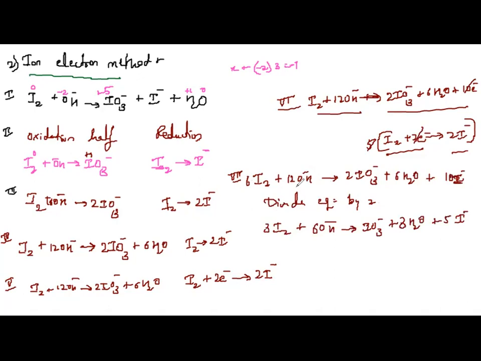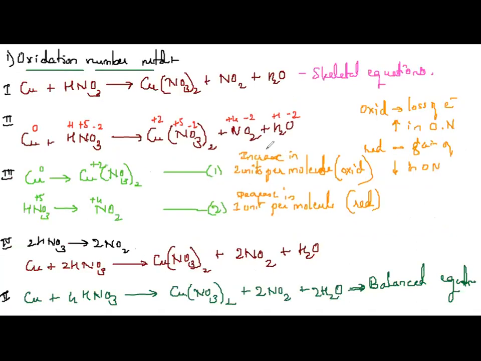Yes. So this is called the ion electron method. This is how we balance chemical equations using the ion electron method, also called the half cell reaction method. And another one is what? Another one is the oxidation number method. Yes, oxidation number method.